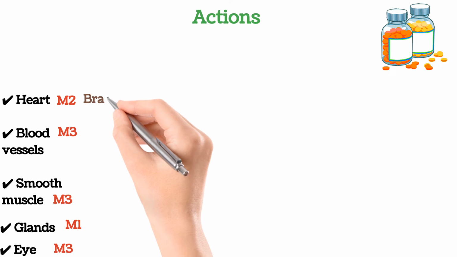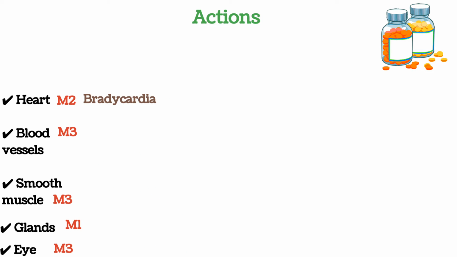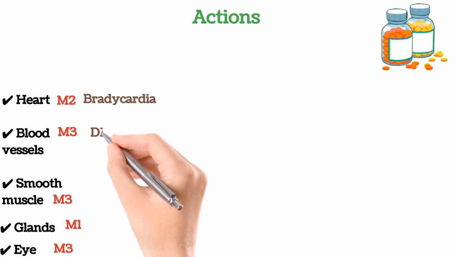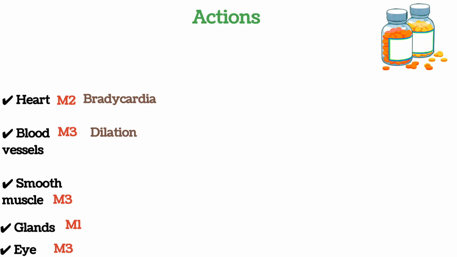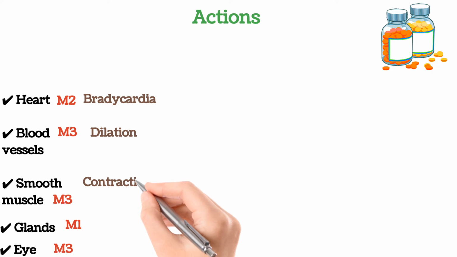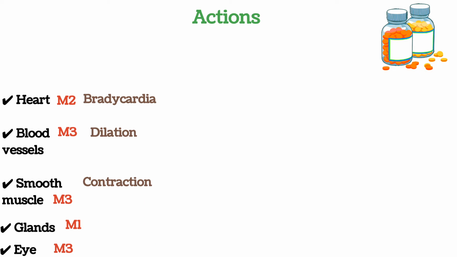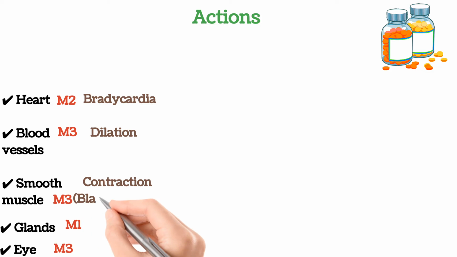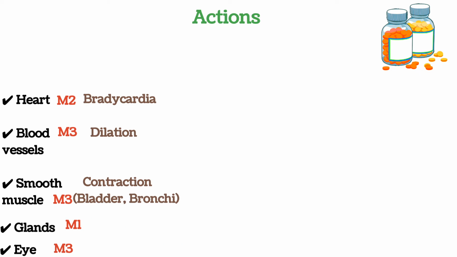So in the heart, it will cause bradycardia, that is a decrease in blood pressure. So how does it decrease the blood pressure? In blood vessels, it dilates them, due to which there will be a fall in pressure. In smooth muscle, it will cause constriction of smooth muscle. Okay, like bladder constriction, bronchial constriction, an asthmatic-like condition.